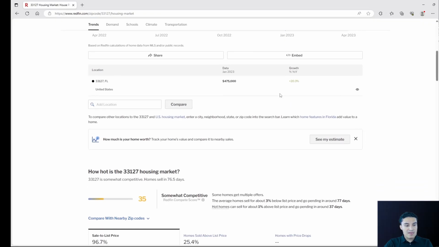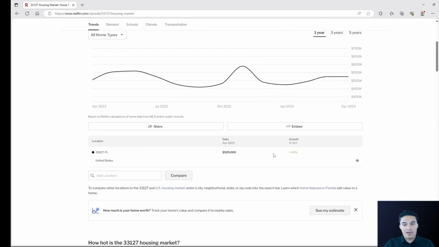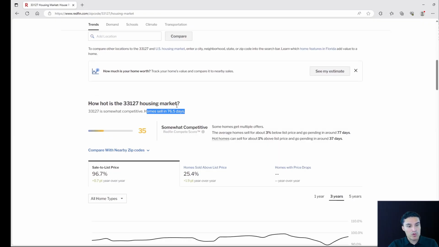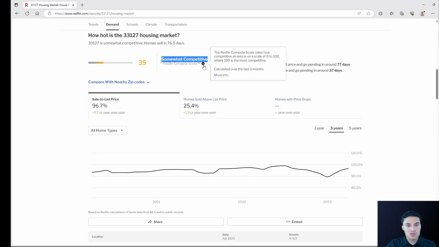Another thing that I really like here is that over here, it tells you even a little bit more specifically. So for example, here it's telling you that it's taking 76 days total. So this is in the area, right? And then this is a little bit more local. All right, so here specifically in that zip code, it's saying that it's taking 76 days on average for a home to sell. And then it says the market there is somewhat competitive. So this is going to give you actual information.